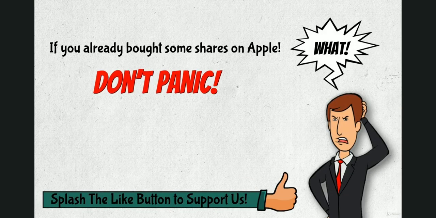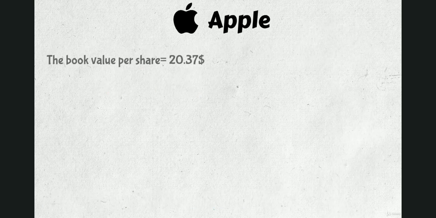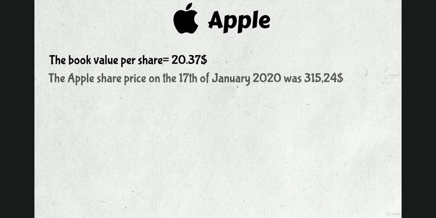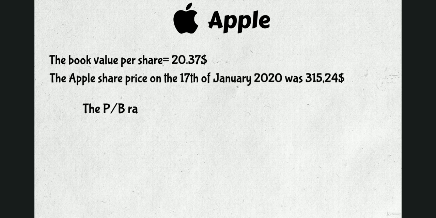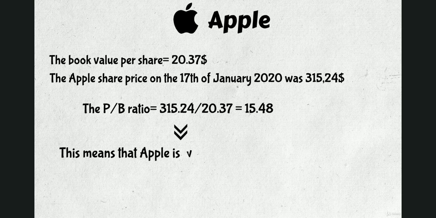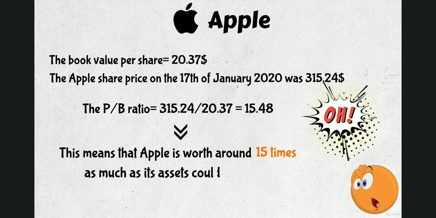Now, if you've already bought some shares in Apple, please don't panic. I'm going to explain why this is fine. And this is where the price-book ratio comes in. We take the share price of $315.24 and divide it by the book value per share of $20.37. This gives us 15.48. This actually means that Apple is worth around 15 times as much as its assets could be sold for.